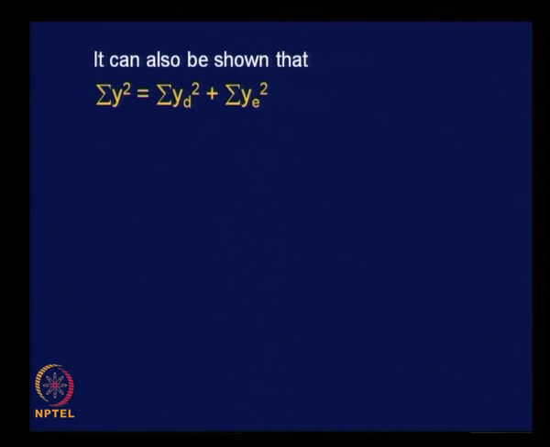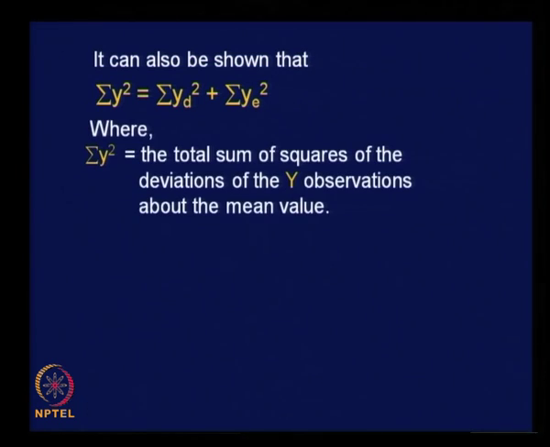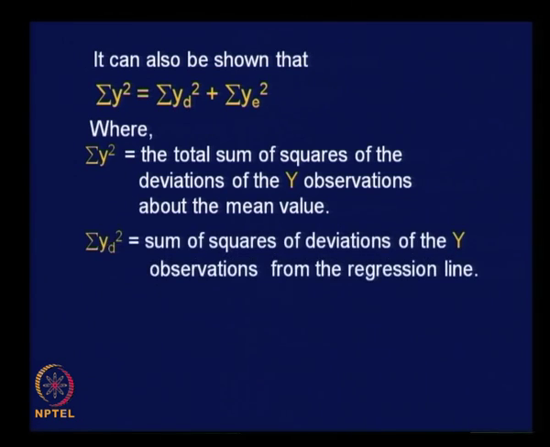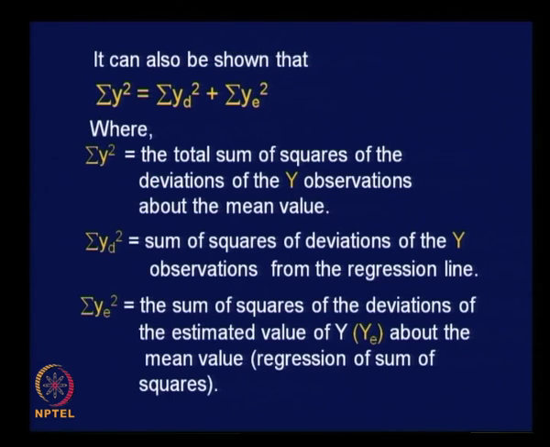that sigma Y squared is equal to sigma y d squared plus sigma y e squared, where sigma Y squared is nothing but the total sum of squares of the deviations of Y observations about the mean value, and sigma y d squared, as we have seen graphically, is the sum of squares of deviations of the Y observations from the regression line, and sigma y e squared is equal to the sum of squares of the deviations of the estimated value of Y, namely y e, about the mean value, namely regression sum of squares.